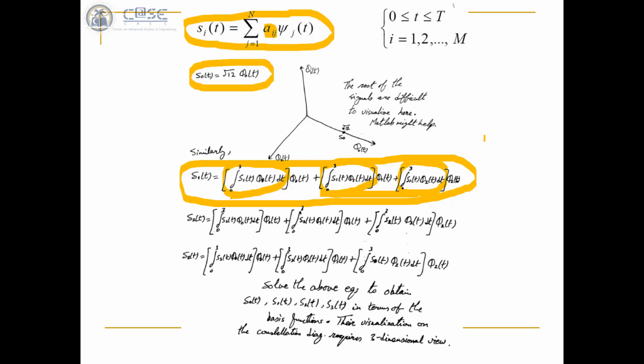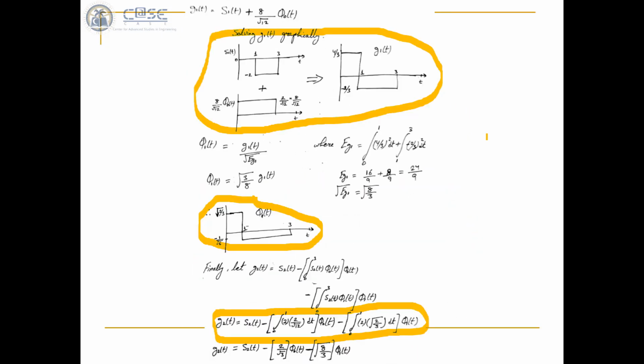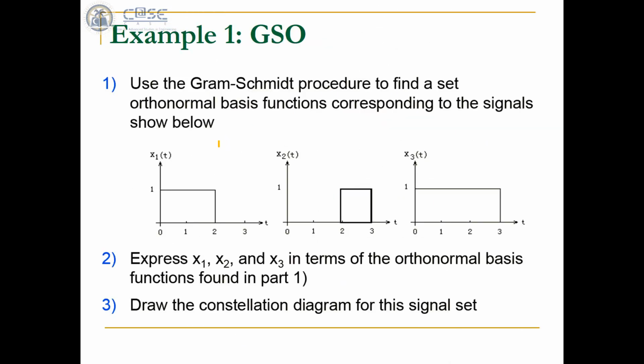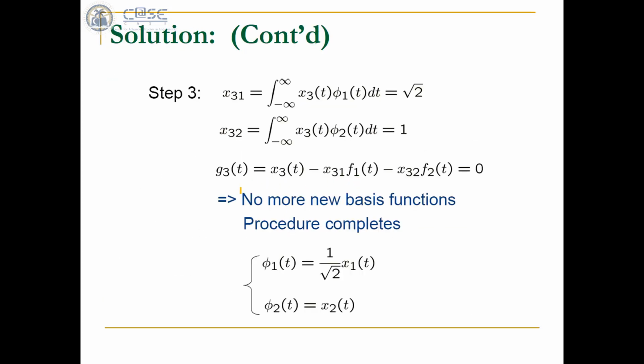All right. So I hope you understand the GSO process and how we can obtain the basis functions out of the GSO process in the first step, and then how you can represent the signals using the basis functions in the second step, and finally plot them on a constellation diagram in the third step, right? There is another example in the slides. You can see this one is very simple again. You have three signals there, and you are asked to do the same series of steps to obtain the basis functions out of this example. You can go through it in your free time, and let me share the results with you.